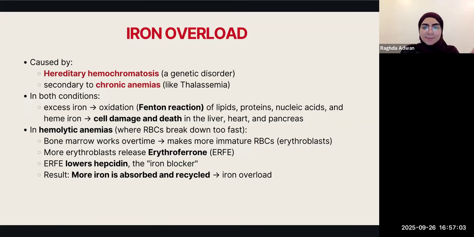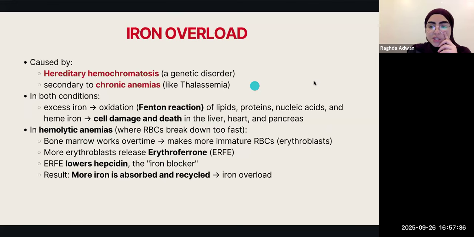You inhibit hepcidin. If you inhibit hepcidin, which is the iron blocker, it keeps ferroportin open. So iron keeps coming in and in and in. You end up absorbing way more iron than can be recycled and stored. You end up with iron overload, which is iron that you can't really use because there's a root problem, which is the hemolytic anemia. That's what's causing the bone marrow to work overtime and make more erythroferron, less hepcidin, more iron. So you end up with iron overload.